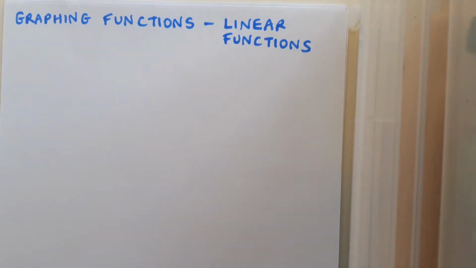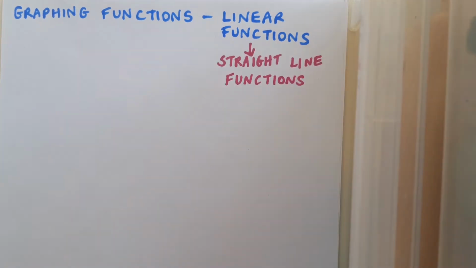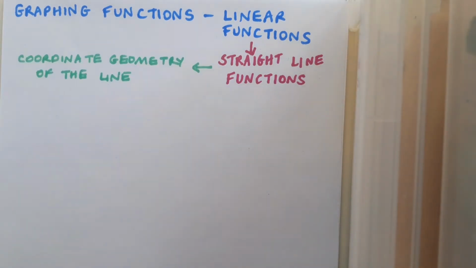This video is about graphing functions with a focus on linear functions. Linear functions are straight line functions, so when you graph them, they look like a straight line. This part of functions overlaps with some of the coordinate geometry of the line chapter. There are a couple of different ways in which we might be required to graph a linear function.